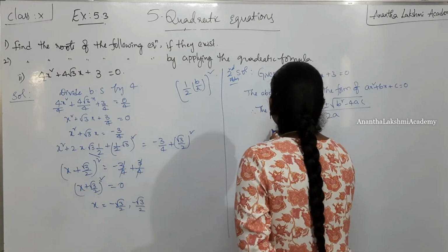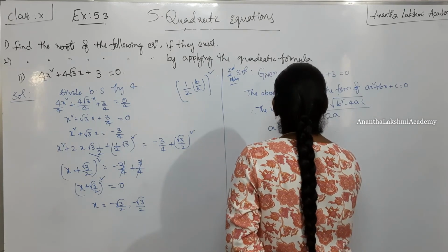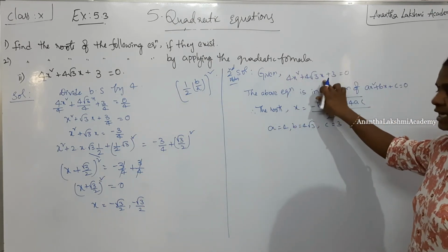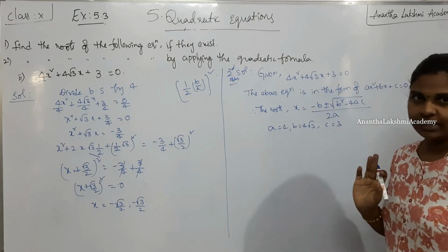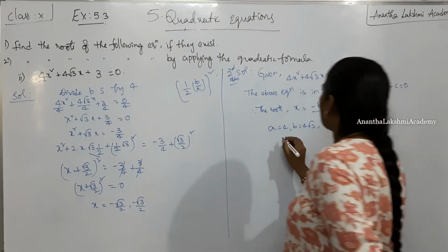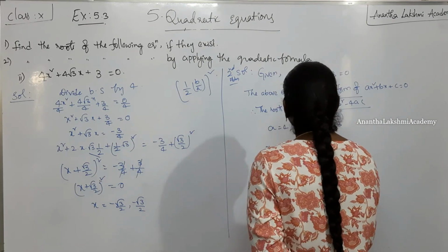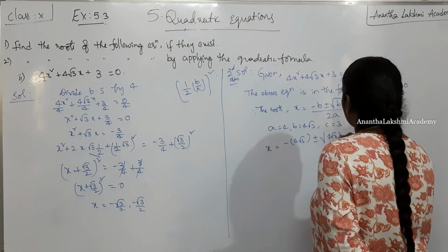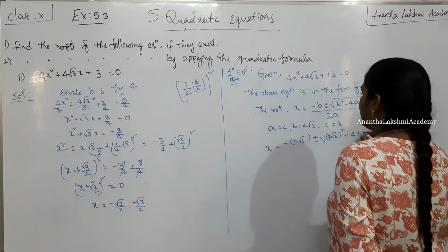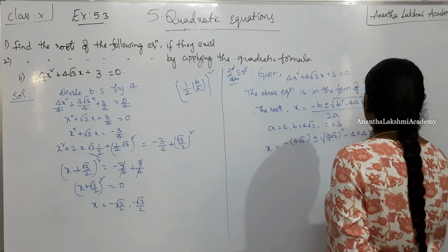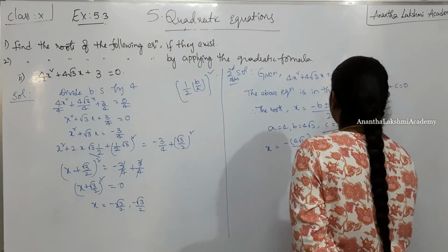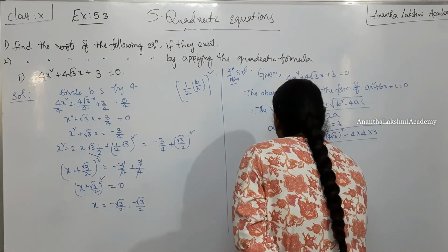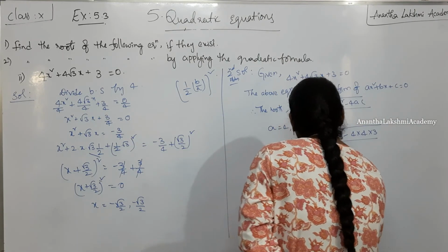So a is equal to 4, b is equal to 4 root 3 and c is equal to 3. As I said, ax square plus bx plus c, a, b, c values we just took from the equation. Now what happens to the value of x? X is equal to minus b, minus 4 root 3 plus or minus 4 root 3 whole square minus 4 into a is 4 into c is 3, by 2 into a.